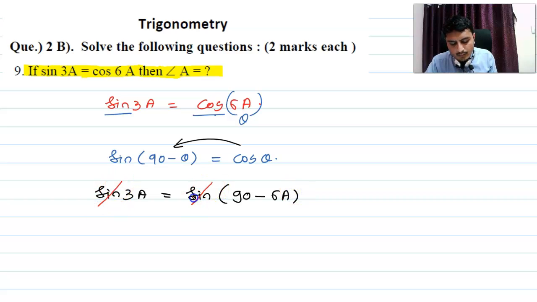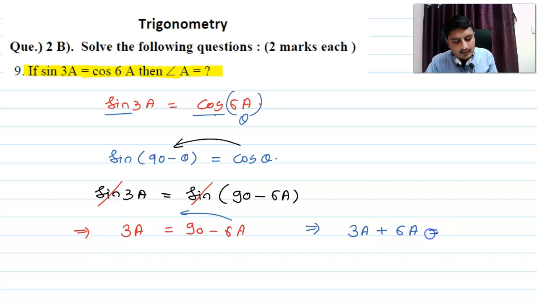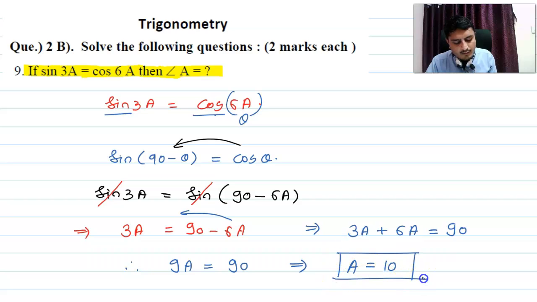Now sin from both sides gets cancelled. We are getting 3A equals 90 minus 6A. Now once we shift minus 6A from RHS to LHS, minus 6A becomes plus 6A. 3A plus 6A equals 90. Now 3A plus 6A becomes 9A. 9A equals 90. Once we divide both sides by 9, 9 tens are 90. So the value of A is equal to 10.